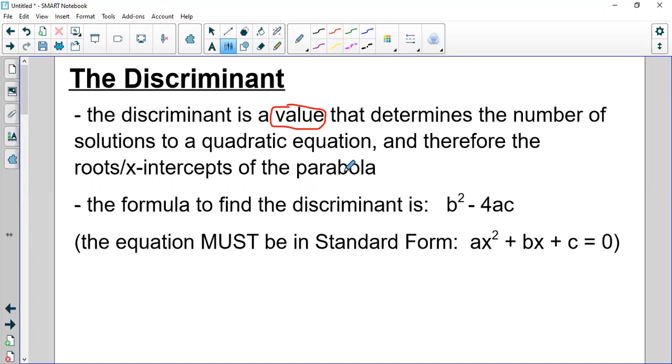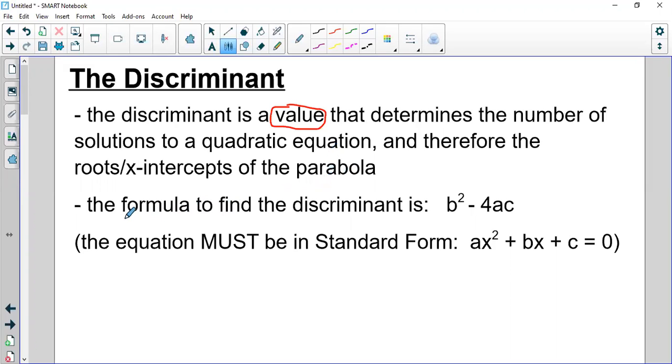So when you solved equations before and we found the x-intercepts, we factored the quadratic equation into different parentheses, used a zero product property, and that's how we found our x-intercepts. That's how we found the value of them. This is just going to tell us how many there are.